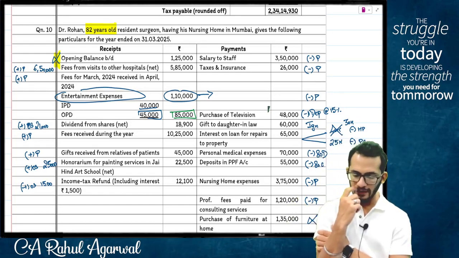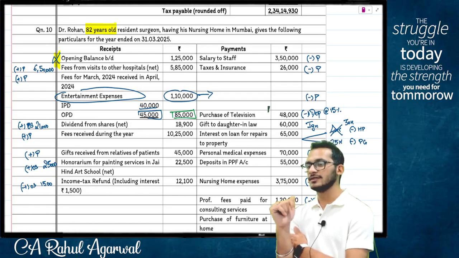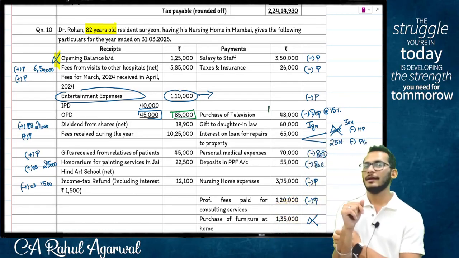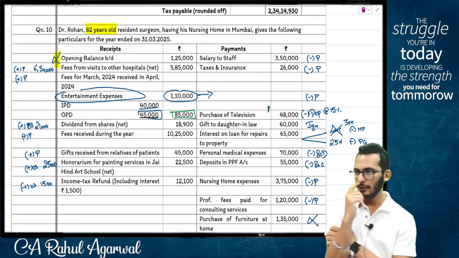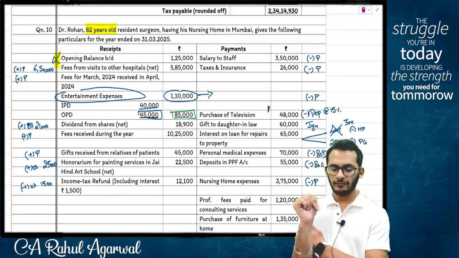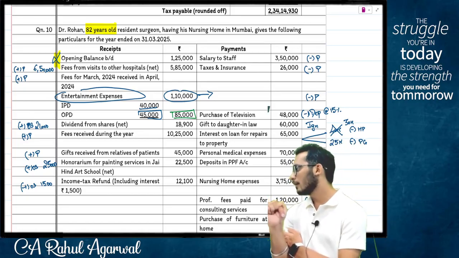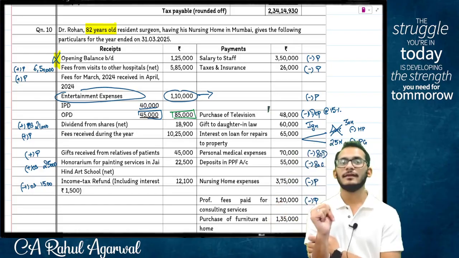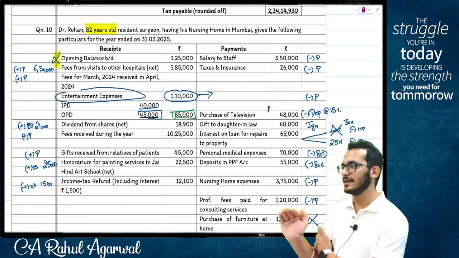10,25,000. Next. Gift from relatives of patients. Gifts from relatives of patients on the first column again is 45,000. It is 45,000. Yes.